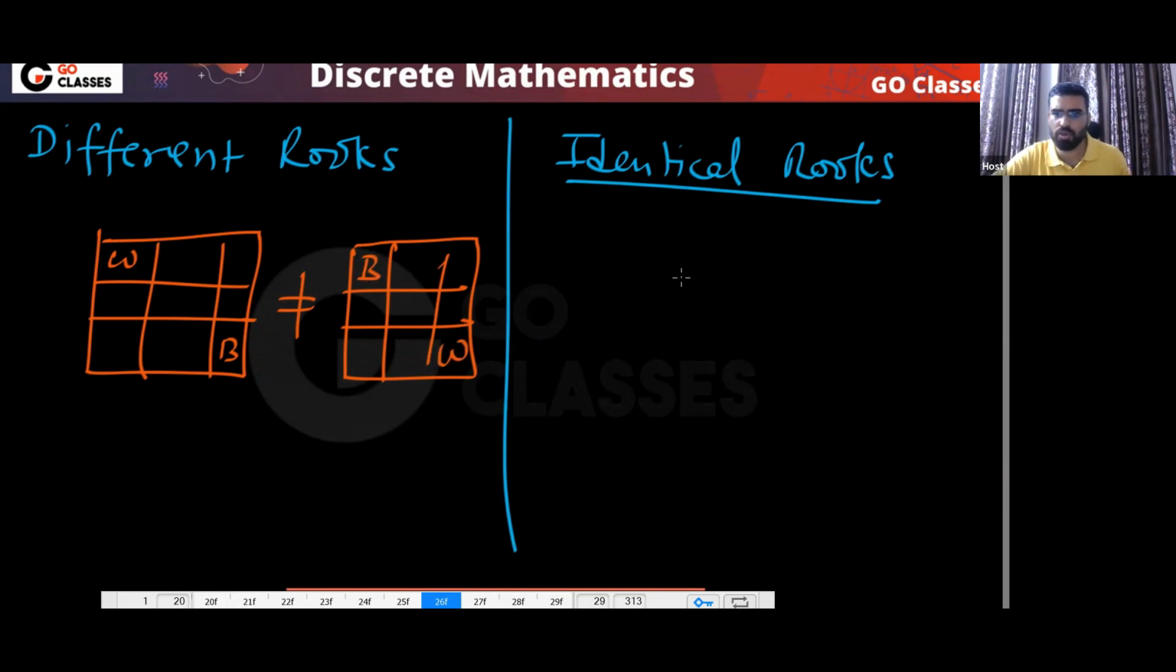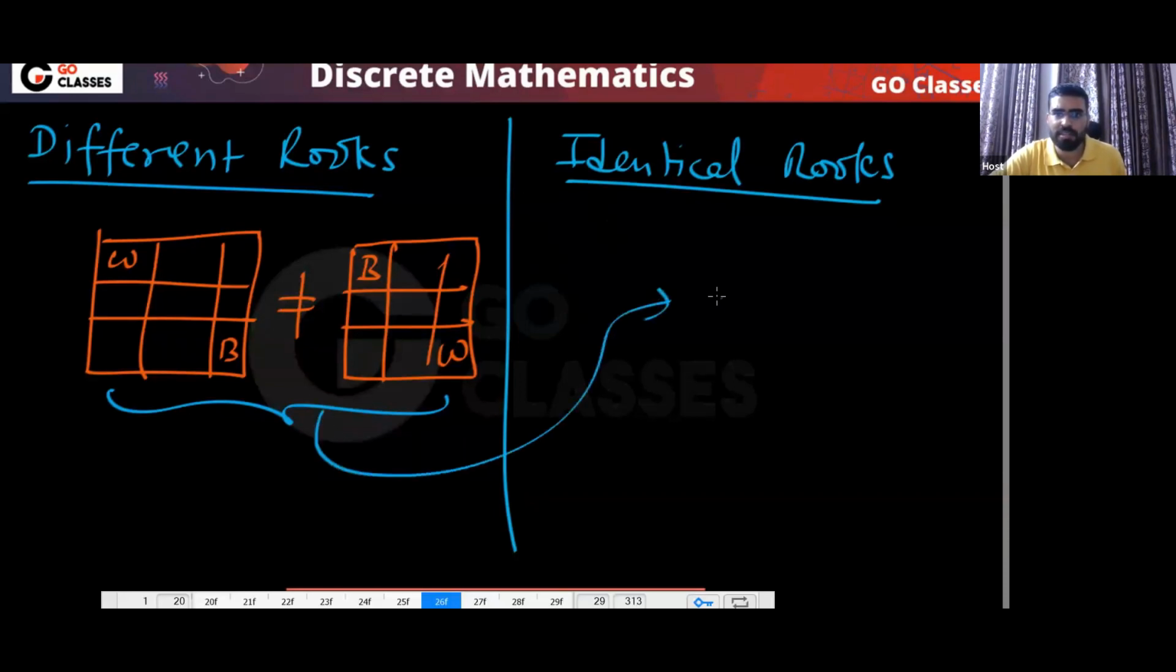Agree? So you can notice when you have different rooks, these two cases are different. Here you are putting white here, black here. Here you are putting black here, white here. So definitely these are two different cases because they are different rooks, black and white. But these two cases are the same when you have identical rooks. Is this clear to everyone? When you have identical rooks, then you can create only this.